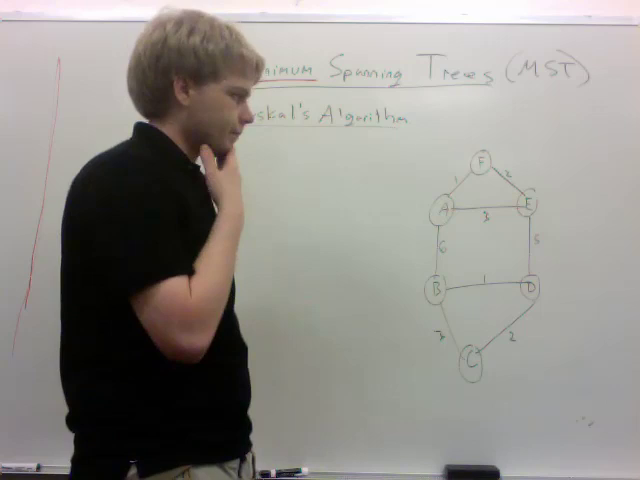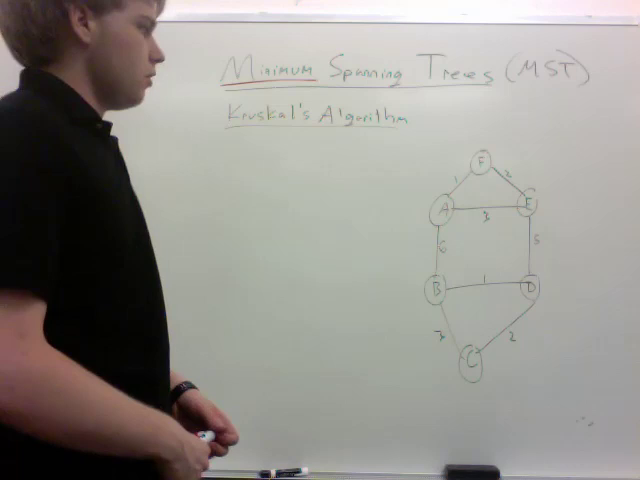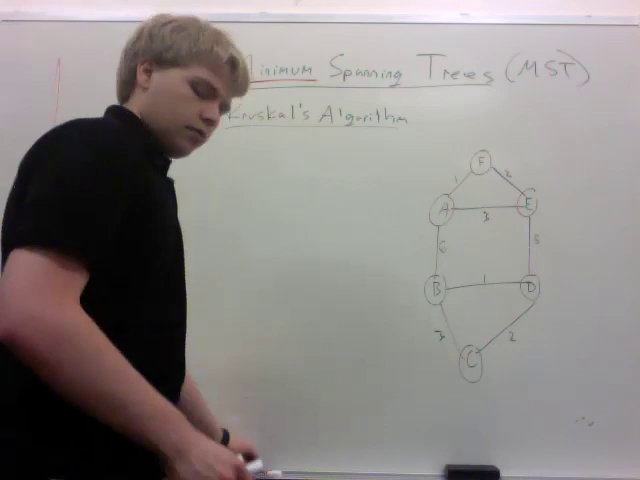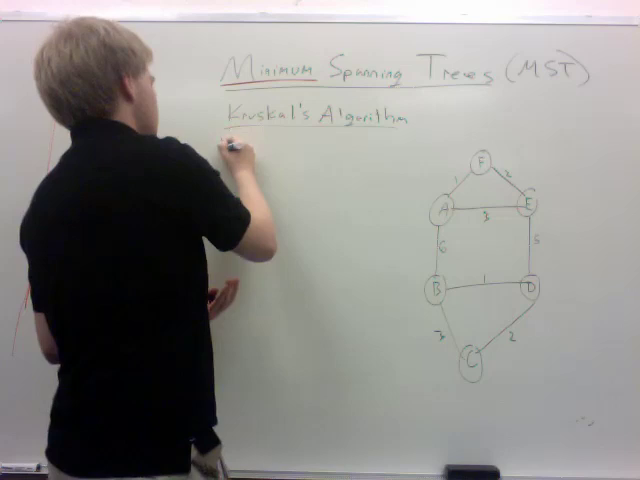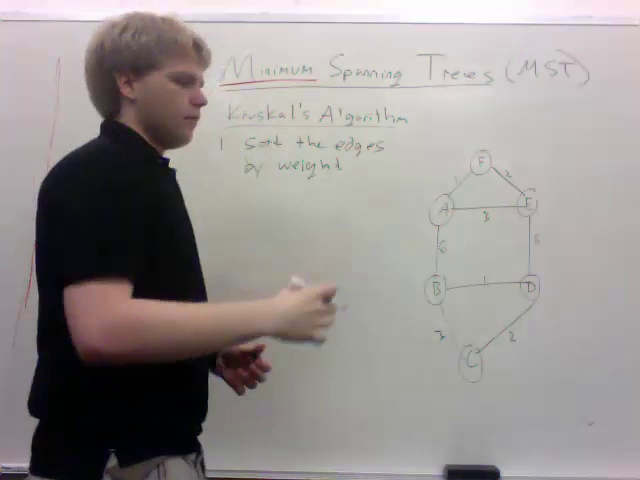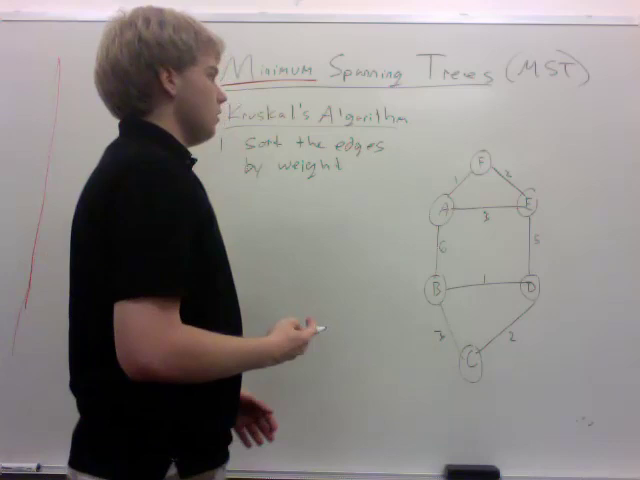Okay, so we could run Prim's, and it would still work just fine on this graph, but I'm going to show you another algorithm that works well also. Kruskal's algorithm: basically you're going to take in an edge list, and you're going to sort the edges by weight. So now we'll have all of the edges ordered by weight, so we can pick the least weight edge and visit them in that order from lowest weight to highest weight.